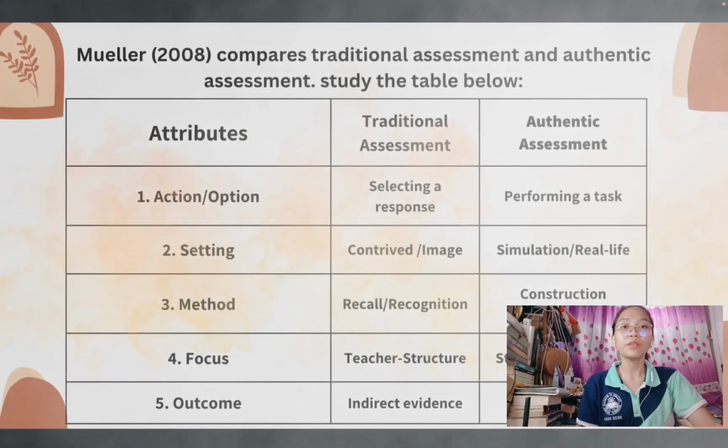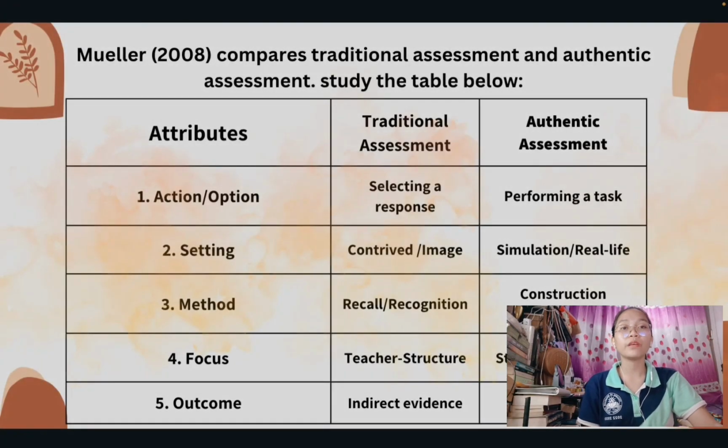According to Moore 2008, he compares traditional assessment and authentic assessment. The first one, attributes, so action and option. Traditional assessment is selecting a response. Authentic assessment is performing a task. An example of selecting a response is when a student may be given a task to perform and asked to select an individual tool from a set of virtual tools.